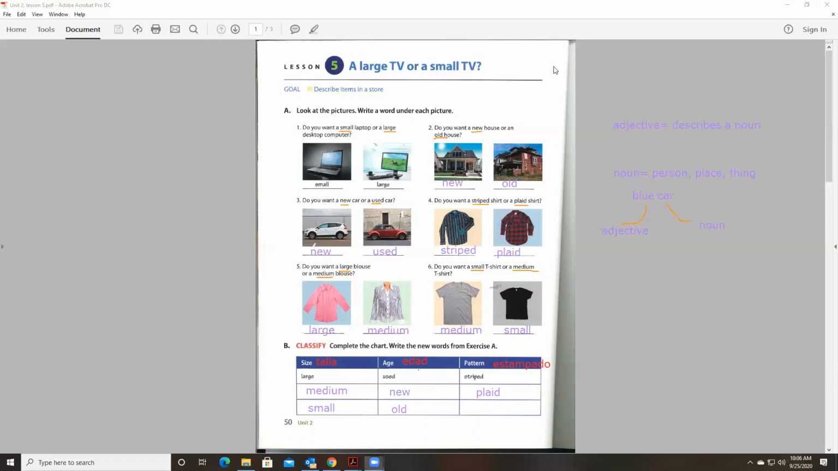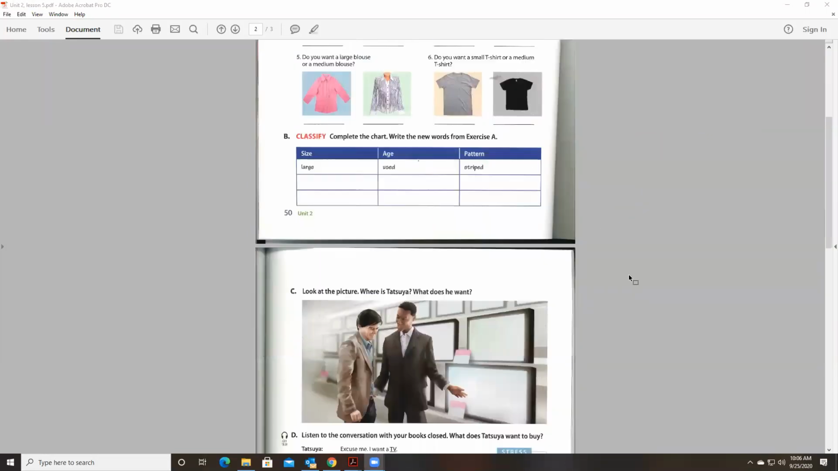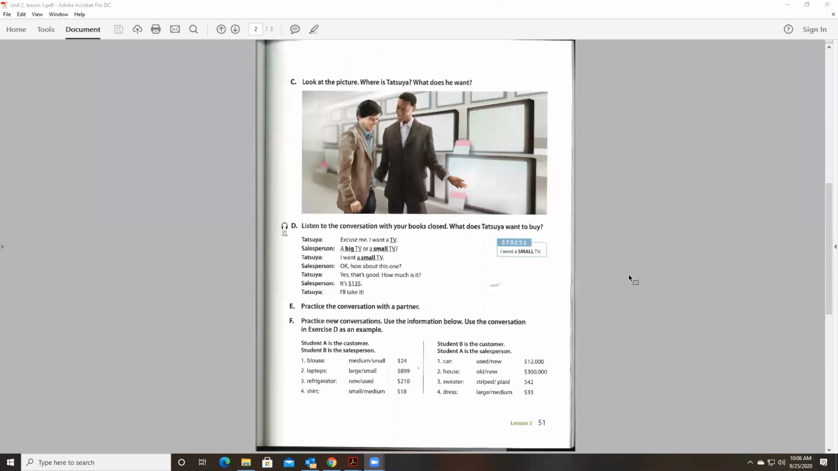All right, now let's look at the next page. All right, for C, it says, look at the picture. Where is Tetsuya and what does he want? Okay, so obviously he's at a store, right? Okay, and it looks like in the background, those might be TVs, right? So Tetsuya wants a new TV, right?